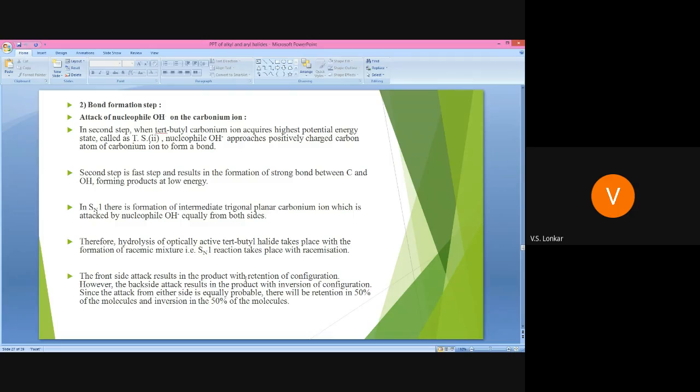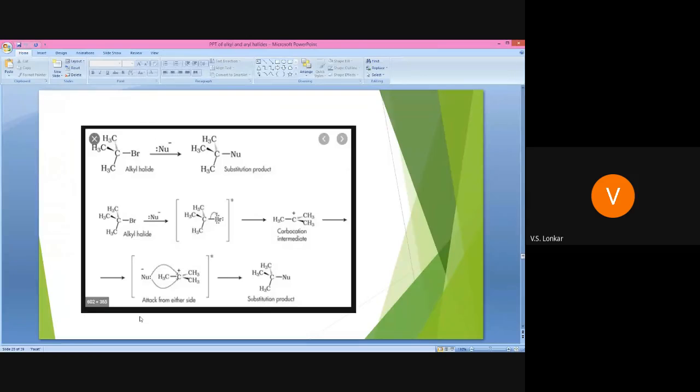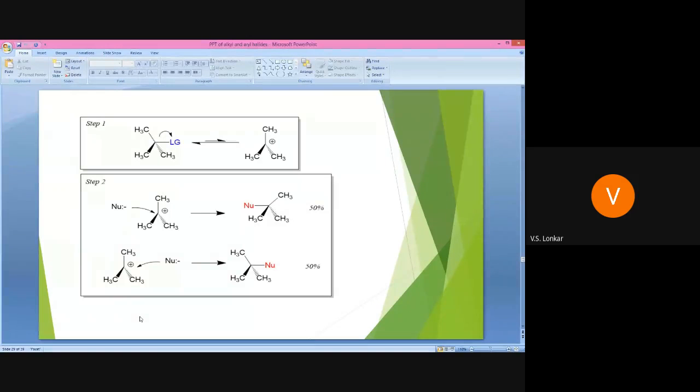But in most cases racemization takes place, inversion of configuration as well as retention. There will be 50% retention and 50% inversion, which is called racemization. See the reaction.